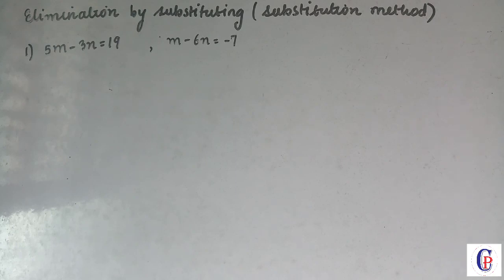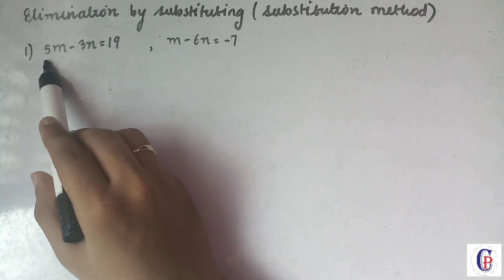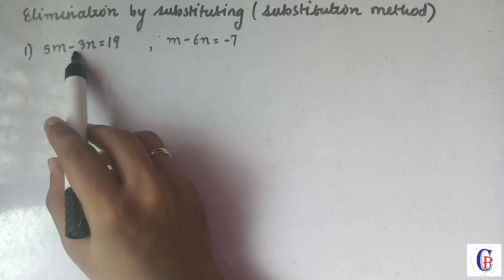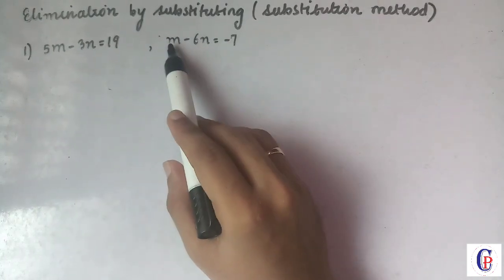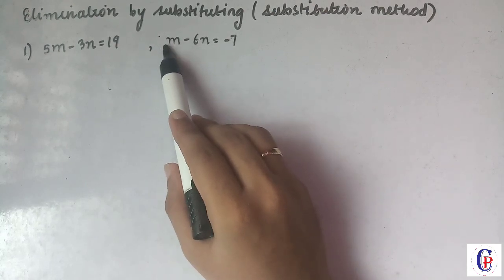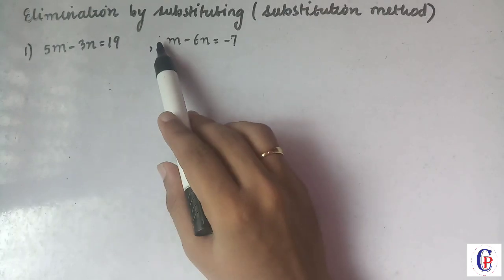In this method, what you have to do is find the variable which has coefficient 1. Please note, you have to find the variable which has coefficient 1. So let us start. Here we have m as the variable, but its coefficient is 5. No, we have to find the variable which has coefficient 1. If you see n, the coefficient is minus 3. If you come here, you can see that the variable is m and the coefficient is 1. Yes, so we have found the equation which has a variable with coefficient 1.